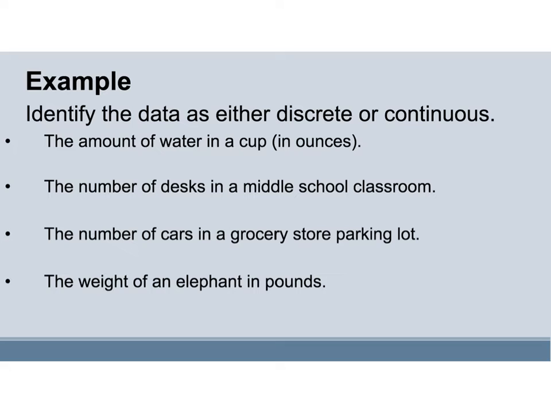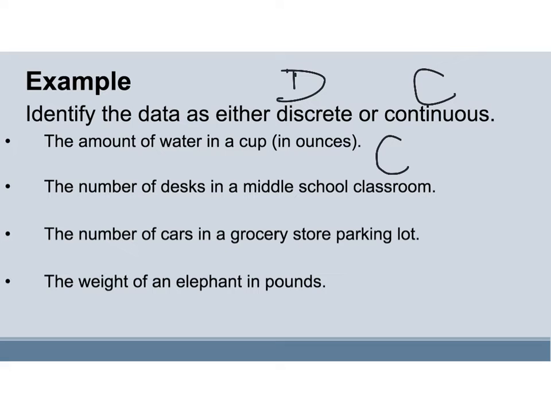So again, you've got a few examples there to decide whether it's discrete or continuous. Again, hit pause in the video, put what you think, and then come back and get the right answer. For discrete, I'm going to put a D. And for continuous, I'm going to put a C. So the amount of water in a cup in ounces would be continuous. I could have 1.2 ounces. That would make perfect sense.